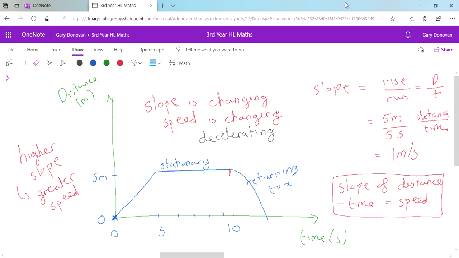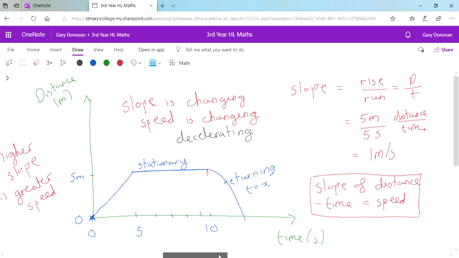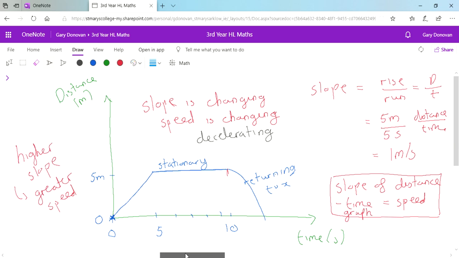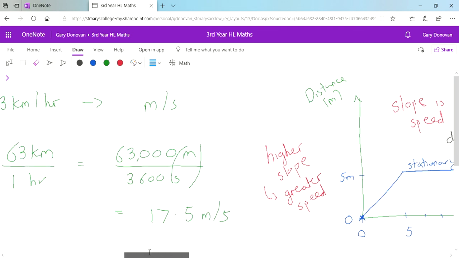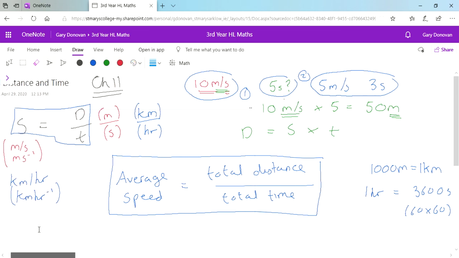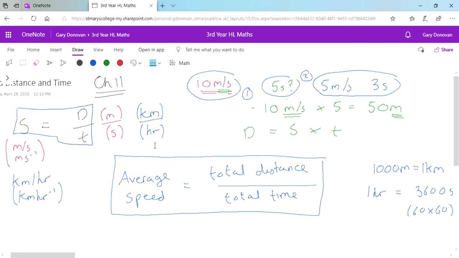So that's a quick recap on everything you need to know about distance time graphs, and what the slopes mean, the fact that the slope of a distance time graph gives us the speed. Sorry, it's really messy when I'm writing on this. Slope of a distance time graph gives us the speed. A flat line is stationary. You need to know how to convert between meters per second and kilometers per hour, and you need to know the average speed equals total distance divided by total time.